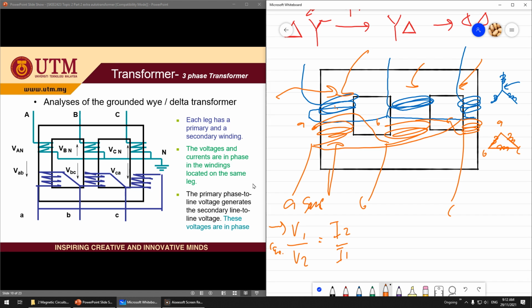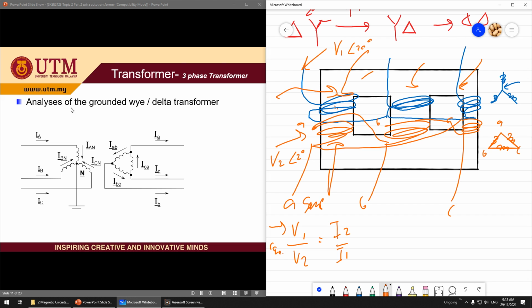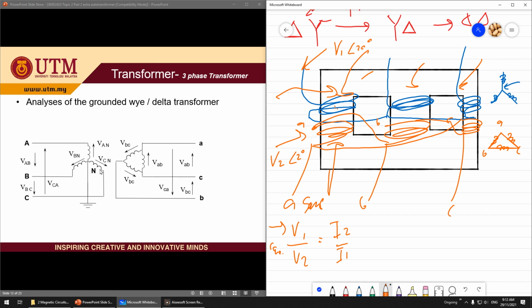So basically, if this phase is V1 angle 20 degrees, then at this phase it is V2, it changed, but the phase is also 20 degrees. So this is the ground. This is what I said: if you have Y connection, you need to ground it for the transformer. And this is Y-delta also.